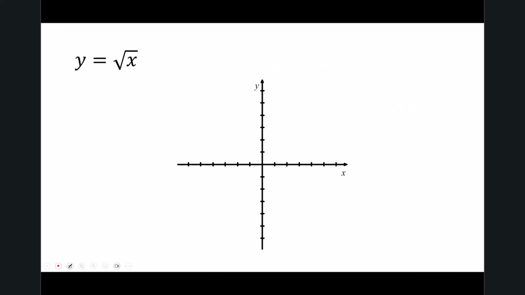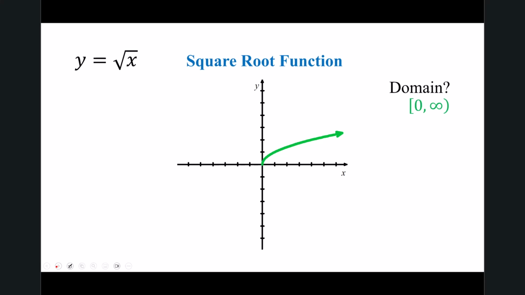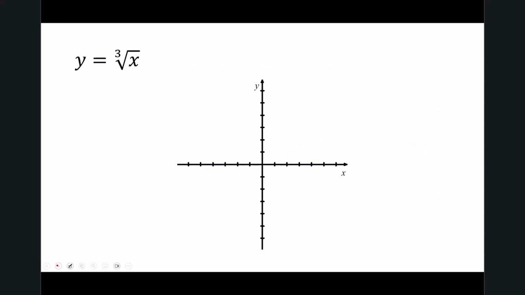The next function in our toolkit is y equals square root of x, or the square root function. This graph looks like this. So we start at (0, 0), and then it goes toward the right. Our domain is all numbers from 0 to infinity. We cannot take the square root of a negative number, but we can take the square root of 0 or any positive number. Our range is also all the numbers from 0 to infinity. And the intercepts, again, we have that one intercept at (0, 0).